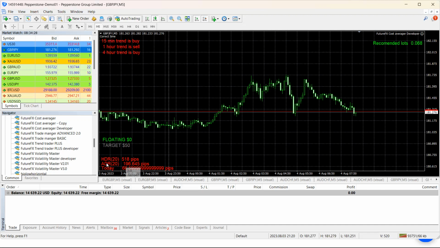The software does use the average daily range as part of its calculation. The highest daily range and today's range are just there for your own benefit so you can see what's going on. We have the daily target.